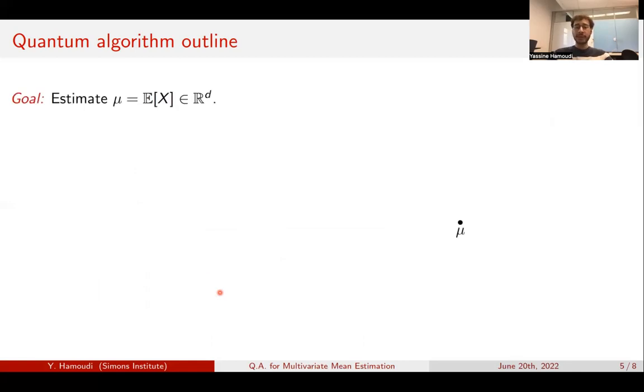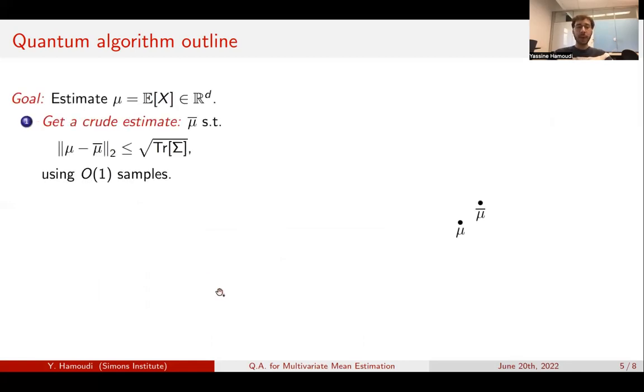The very first step, which is very simple, consists of getting a crude estimate denoted by mu bar, which will be at distance about the square root of the trace of the covariance matrix. This estimate is very simple to compute. You can just take the average of a constant number of classical samples. You don't even need to use the quantum model.